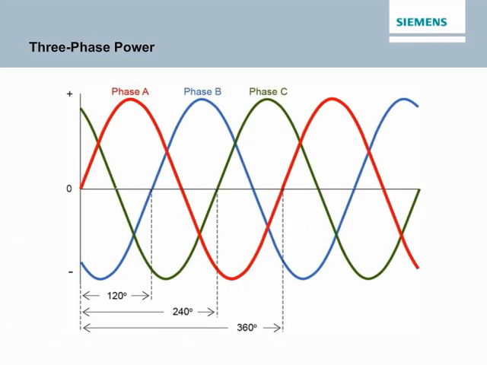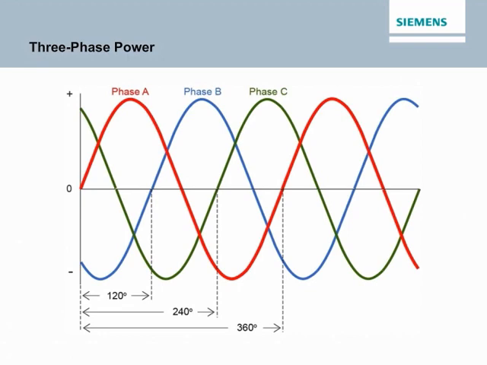Up until now, we've been talking only about single-phase AC power. Single-phase power is used where power demands are relatively small, such as for a typical home. However, power companies generate and distribute three-phase power. Three-phase power is used in commercial and industrial applications where power requirements are higher than those of a typical residence.